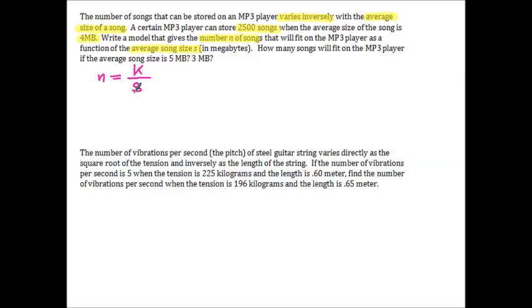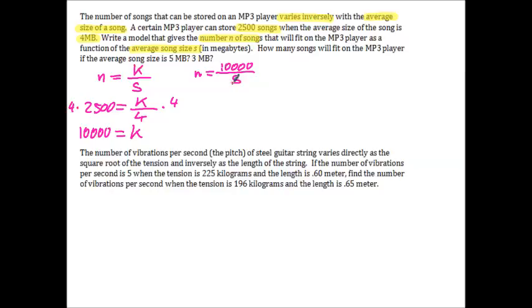And we are told that there are 2,500 songs that can be stored if the song size is 4 MB. So 2,500 is equal to k divided by 4. Now let's multiply both sides by 4. We get 10,000 is equal to k. And you can also think about what that 10,000 really is. So our equation is n is equal to 10,000 divided by s.